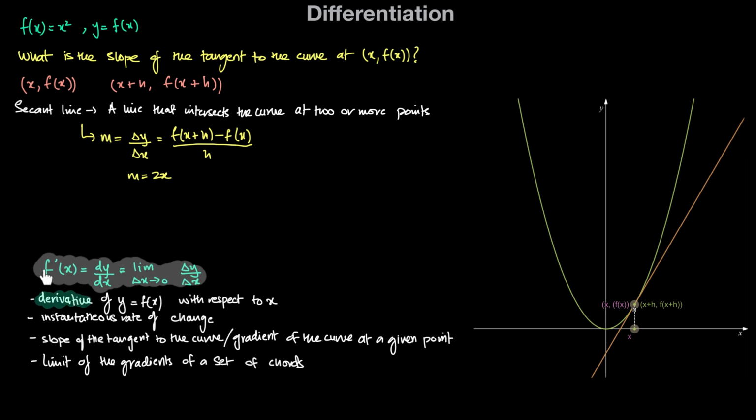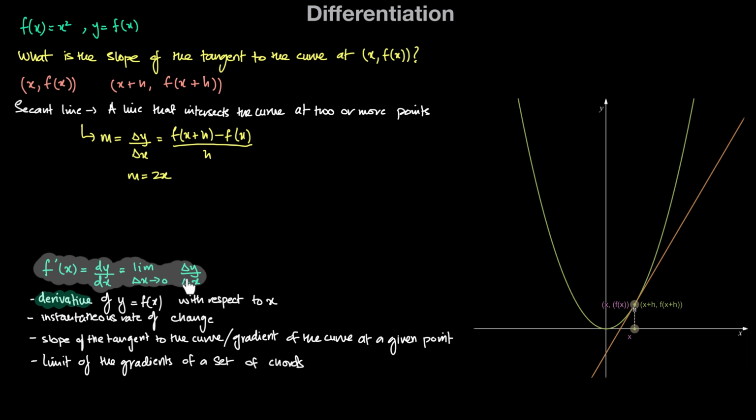Here we use the notation f prime of x to represent the derivative of a function f of x with respect to x. That is simply equal to the limit as delta x approaches 0 of delta y divided by delta x. If you look at our example, delta x was equal to h, and as delta x approaches 0, as h approaches 0 and is almost equal to 0, we know that the slope delta y over delta x is the slope of the tangent to the curve, or the gradient of the curve at a given point x comma f of x.